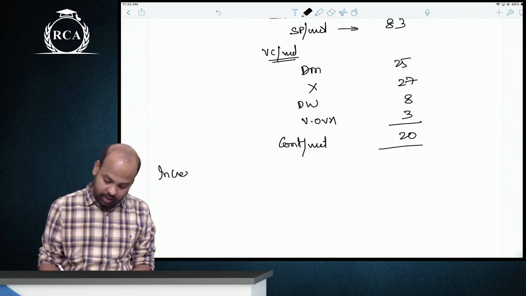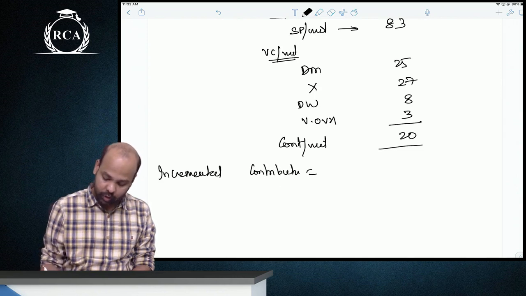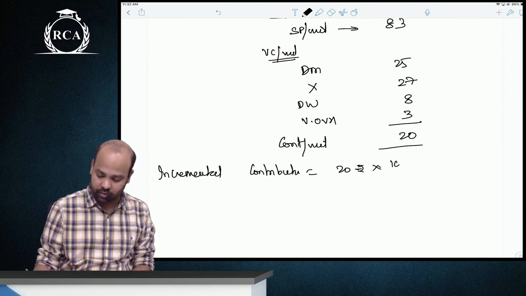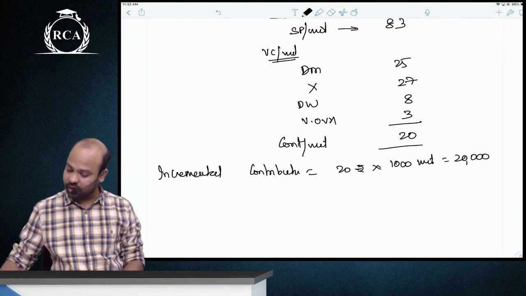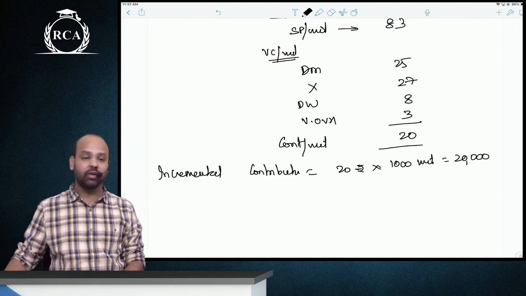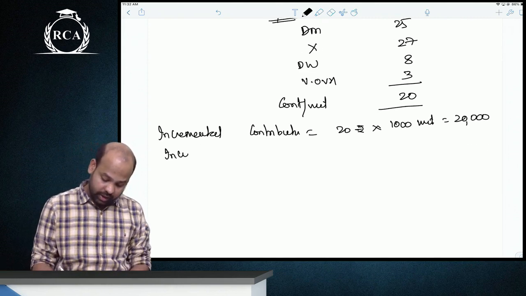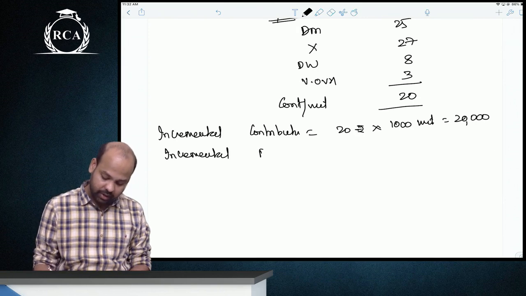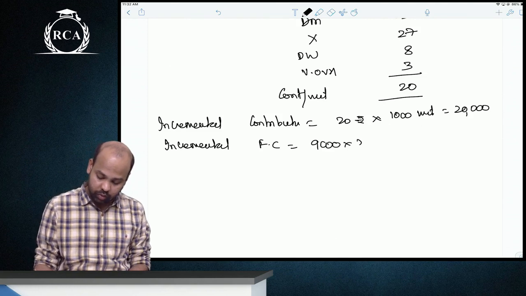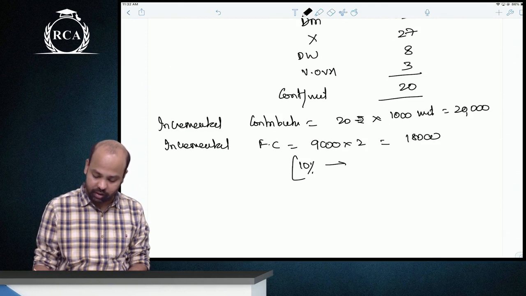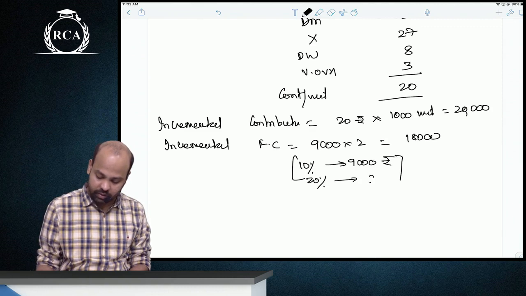Our incremental contribution would be 20 rupees into 1,000 units, 20,000. Whereas your incremental fixed cost will be 9,000 into 2, 18,000. How 9,000 into 2? 10% is 9,000 rupees, so for 20%, how much is the cost?